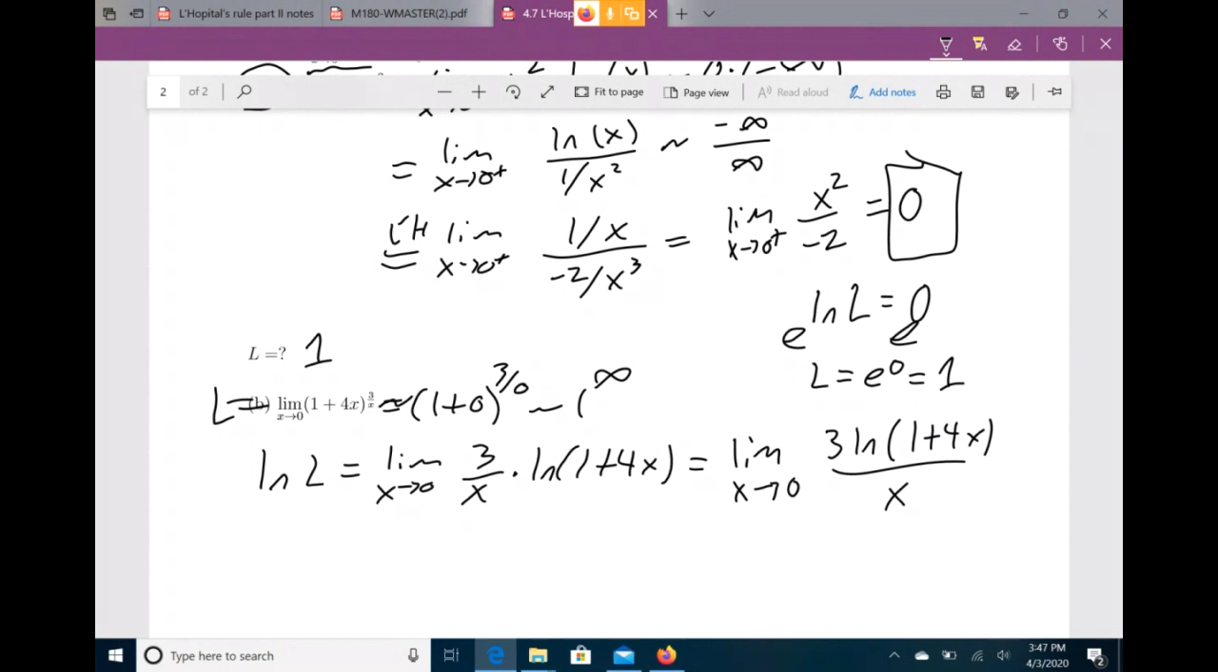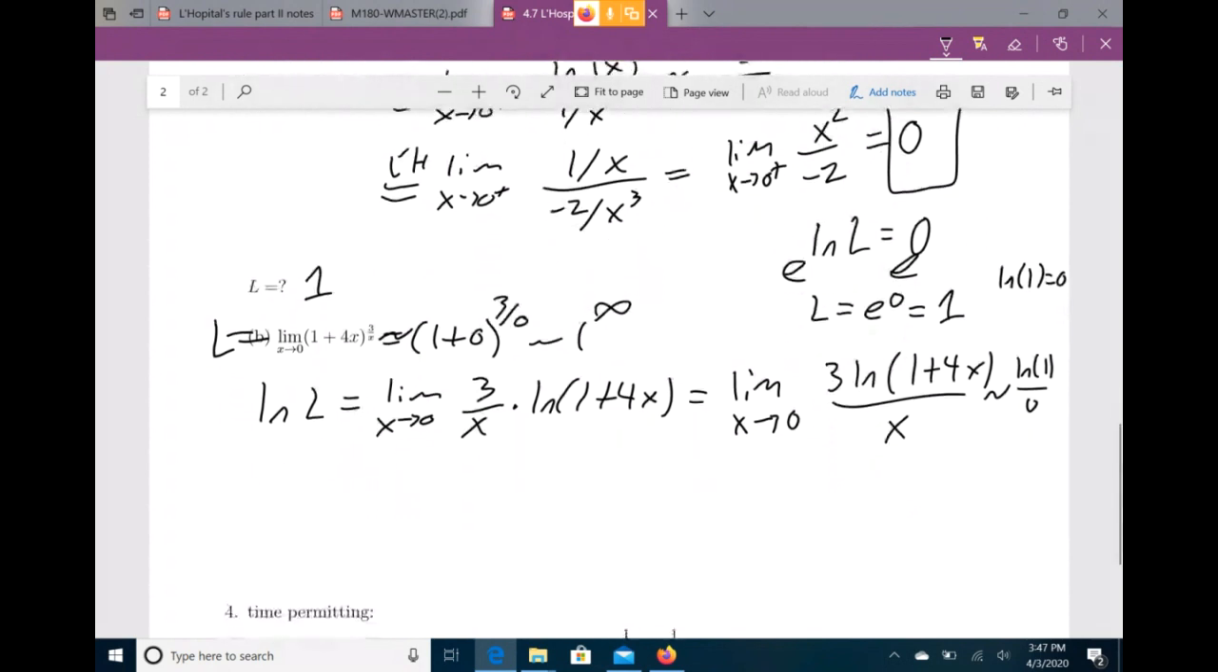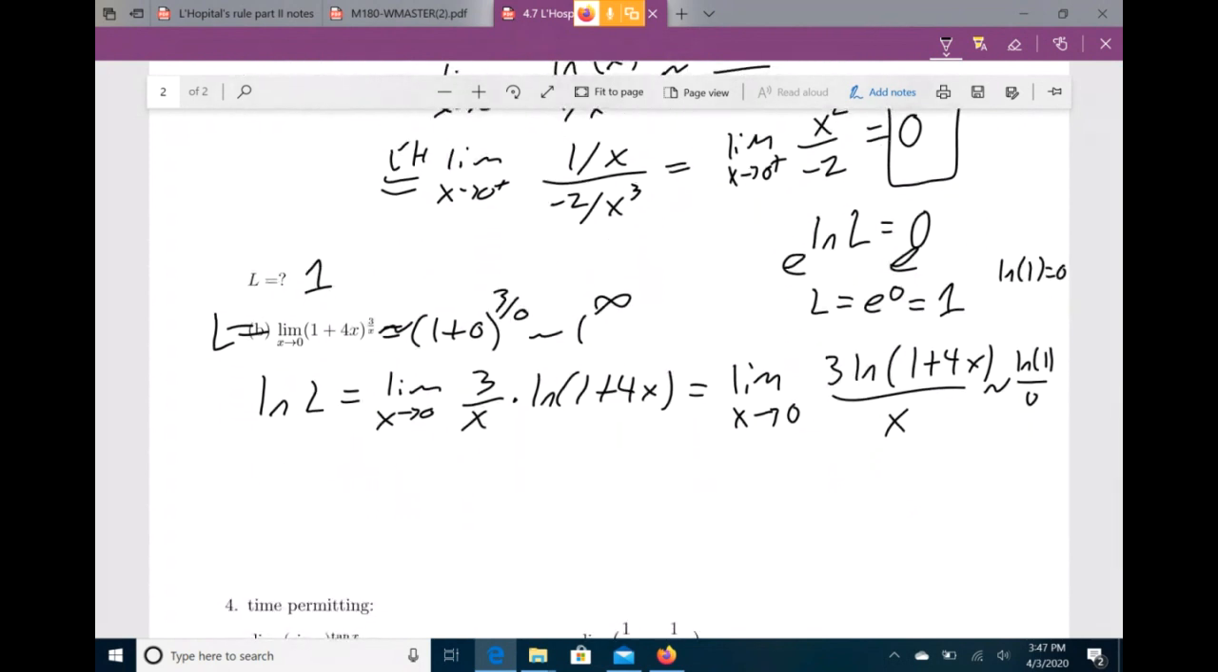Now if I let x go to 0, this looks like the natural log of 1 over 0. And recall that the natural log of 1 is 0. So this is actually 0 over 0. Right, so we can use L'Hopital's rule.